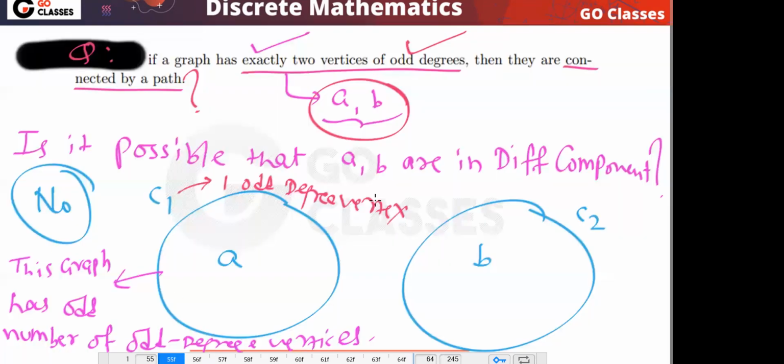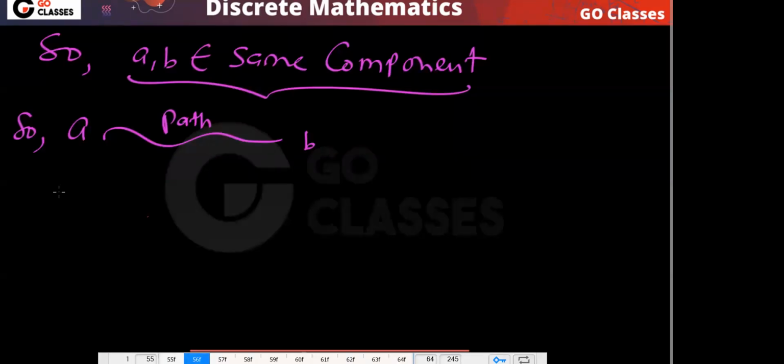Very simple. Okay, clear? But it does not mean they will be adjacent. Does it mean they will be adjacent? No, they can be like this.